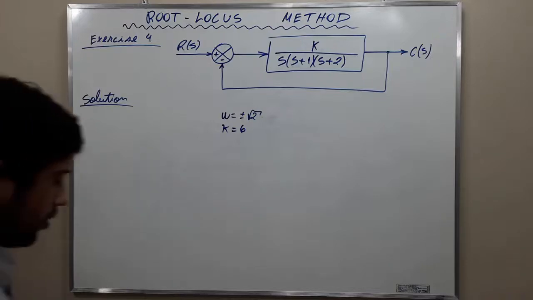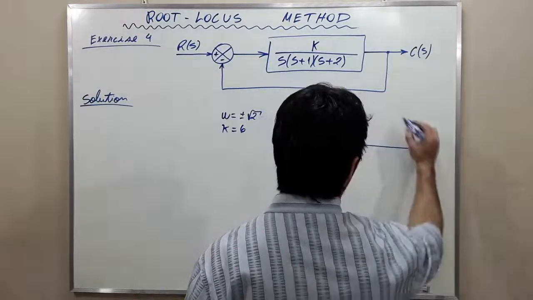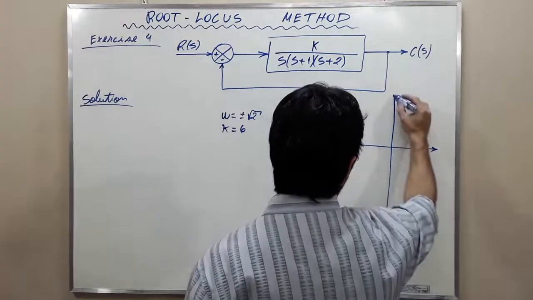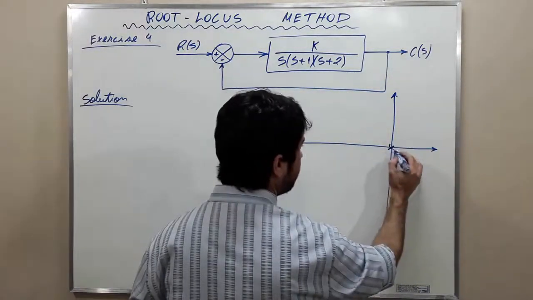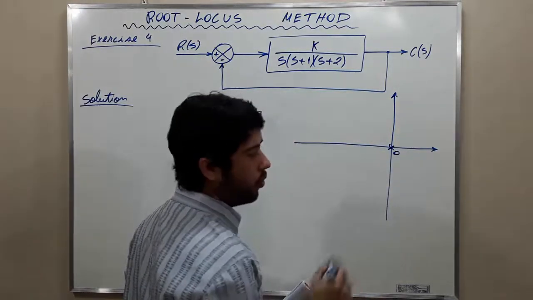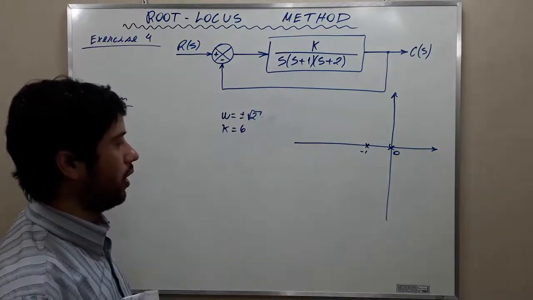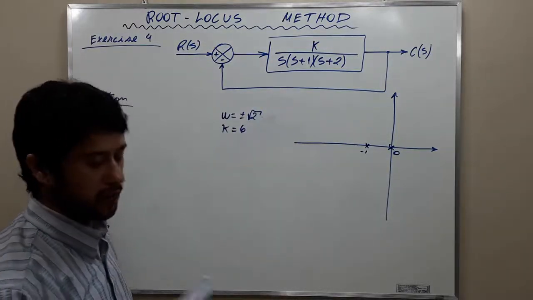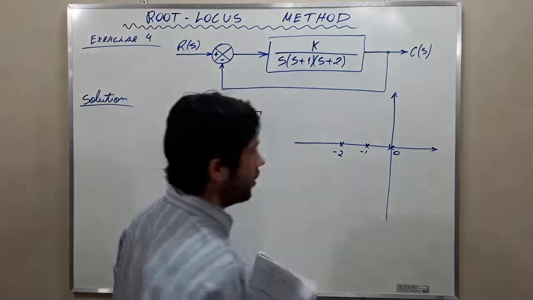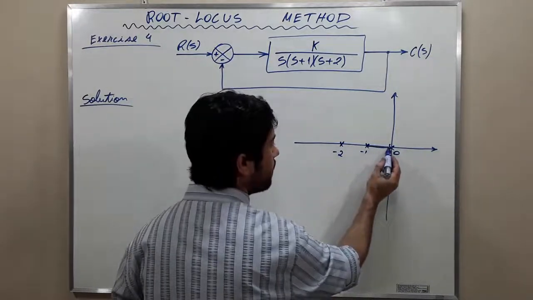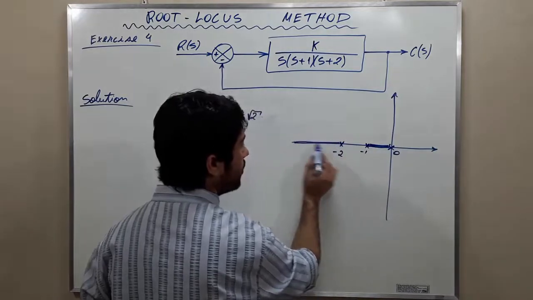The root locus is going to therefore be, this is the real axis, this is the imaginary axis. We have root locus from this pole to this pole. We have an open loop pole at 0, another at -1, and another at -2. We have root locus here, and we have root locus here.